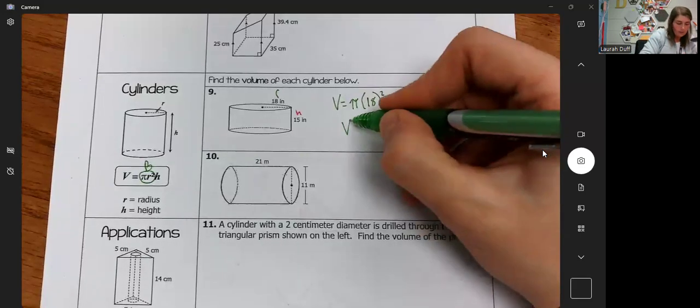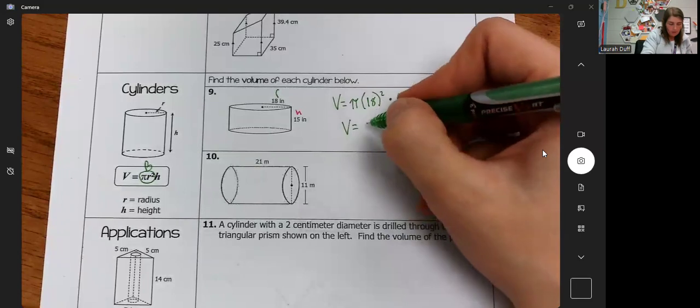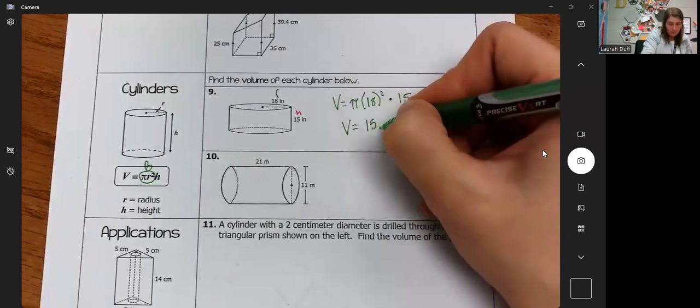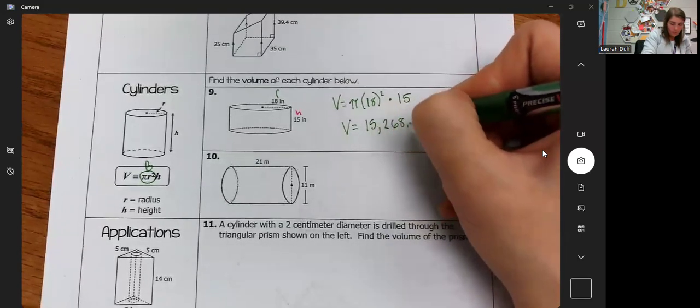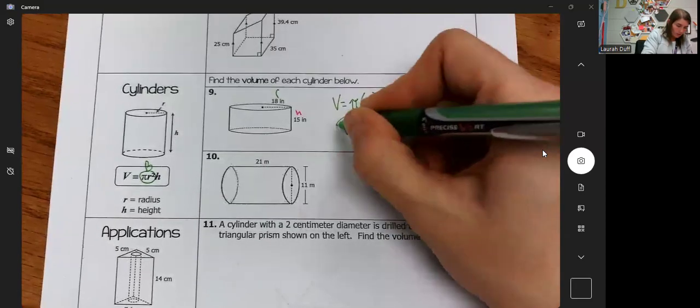Plug that into your calculator or Desmos, or just do it in your head, however you feel is necessary. Our total volume is about 15,268.14 inches cubed.